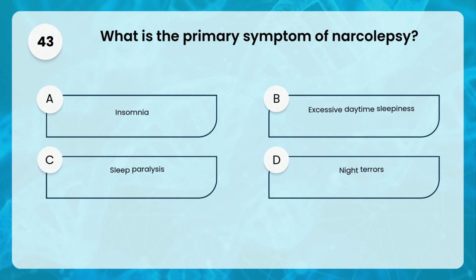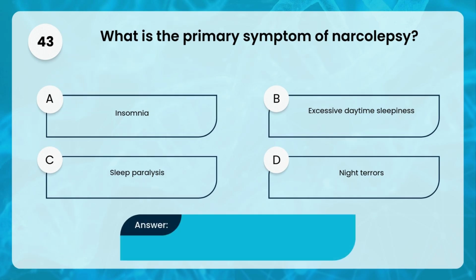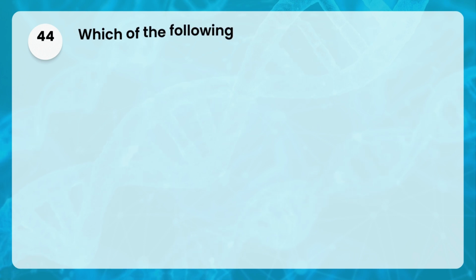Number 43. What is the primary symptom of narcolepsy? A. Insomnia. B. Excessive daytime sleepiness. C. Sleep paralysis. Or D. Night terrors. The answer is B. Excessive daytime sleepiness.